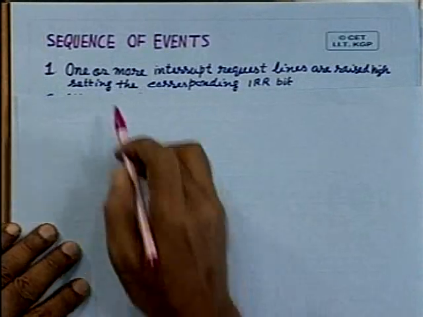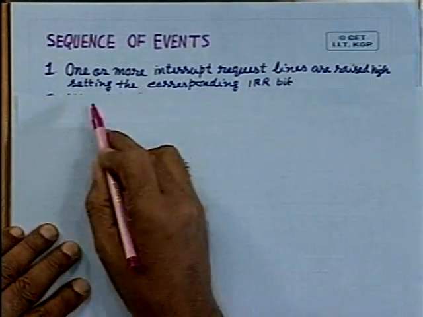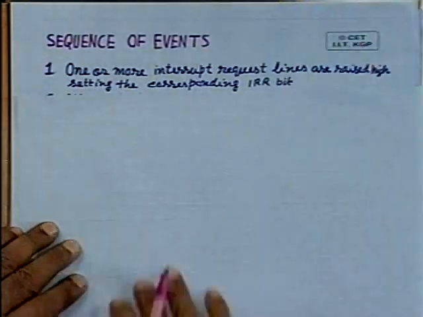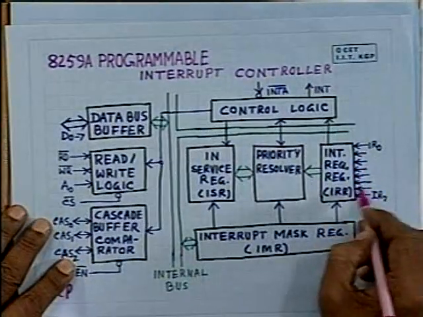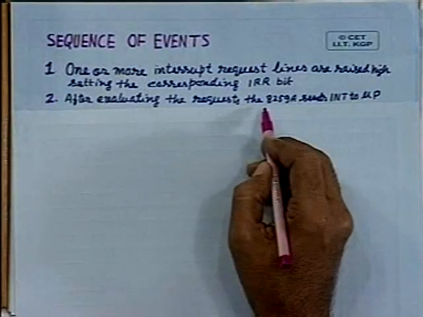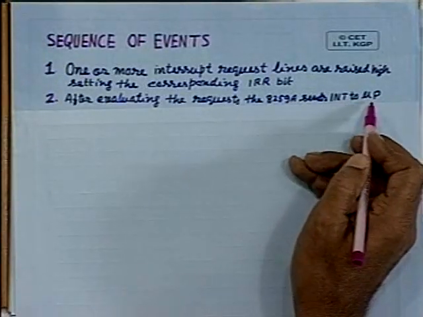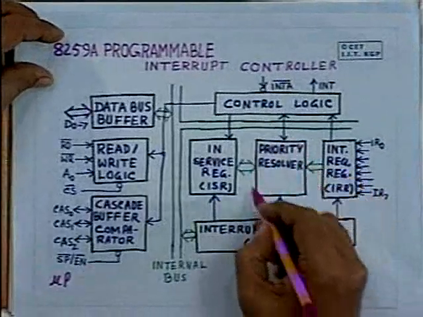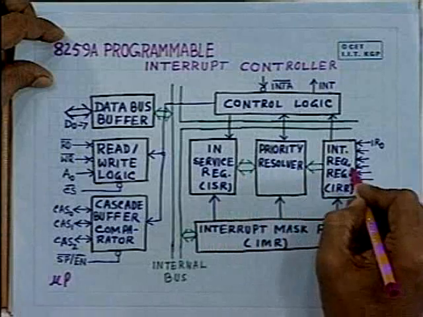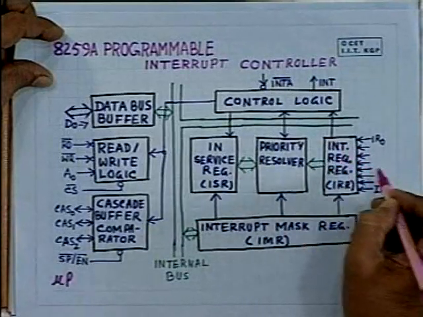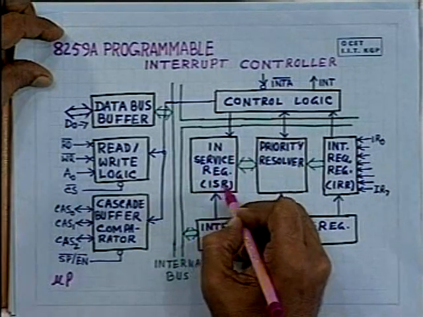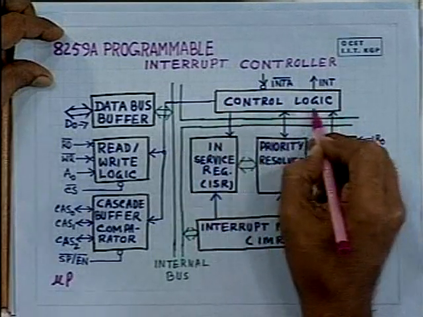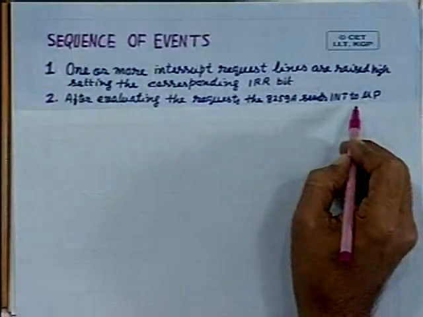First of all, one or more interrupt request lines are raised high, setting the corresponding IRR bit. That means whenever any one of these interrupt lines comes, the corresponding bit will be set. And after evaluating the request, the 8259 sends an INT to the microprocessor. That means, as I said, the priority resolver will evaluate the information stored, the interrupt requests coming, the interrupt mask register contents, the in-service register contents, and then it will request the control logic to generate an interrupt. That is what is being done.